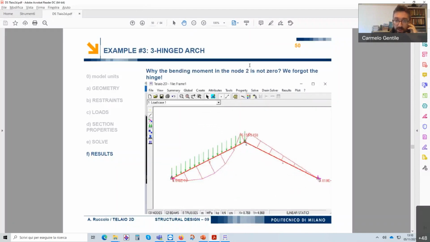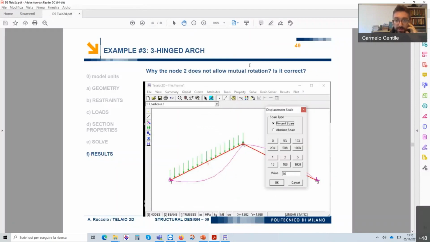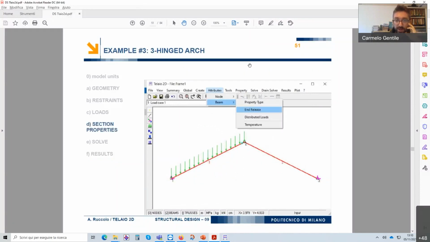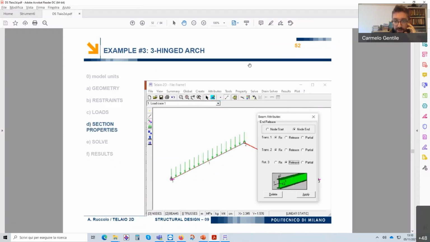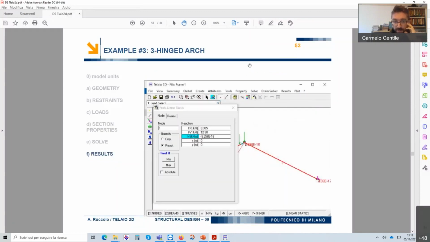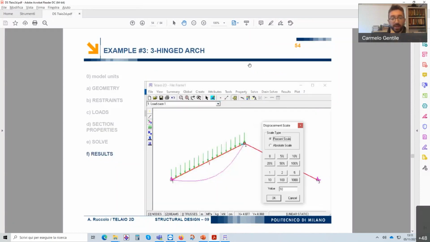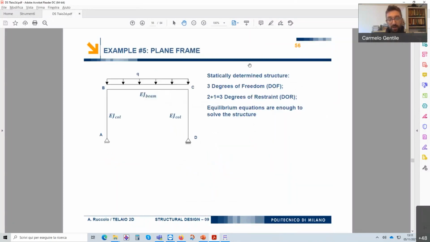So here I also plot the problem of internal release and release. And here we have the exact result. Okay, next exercise, plane frame.